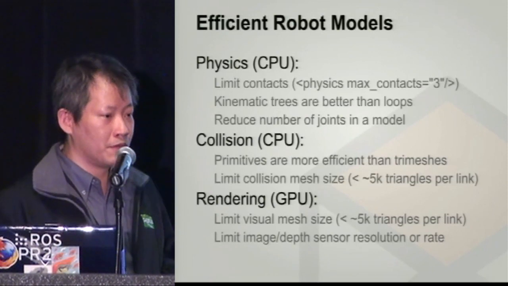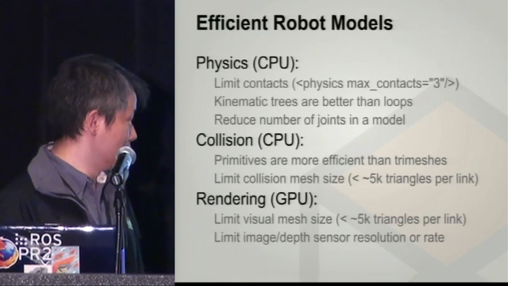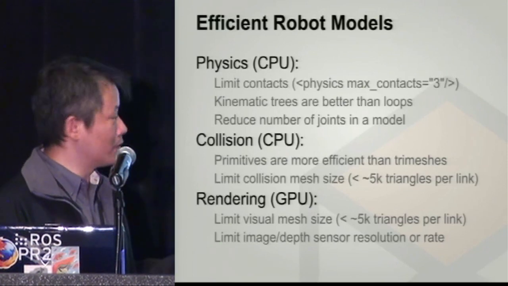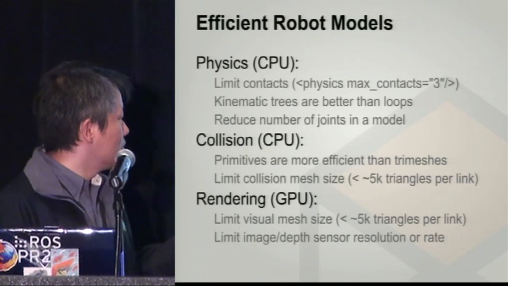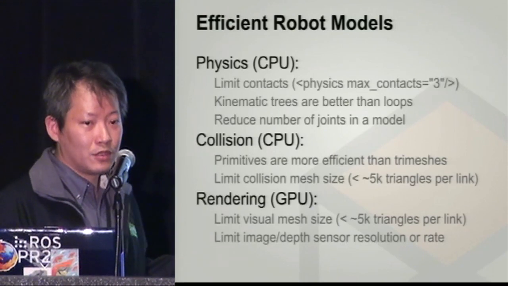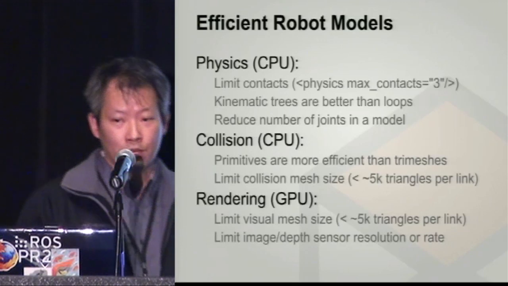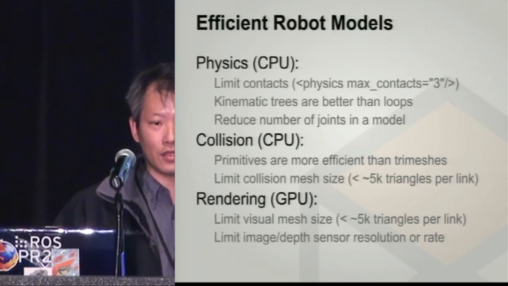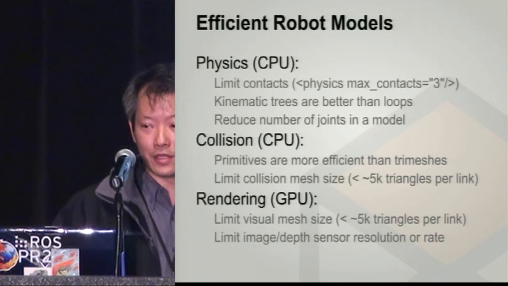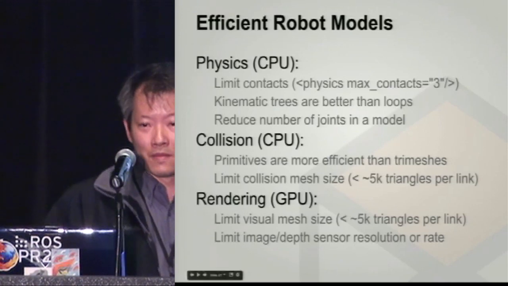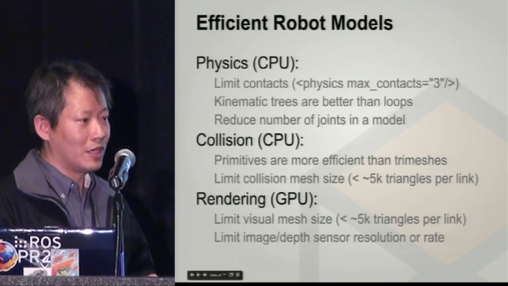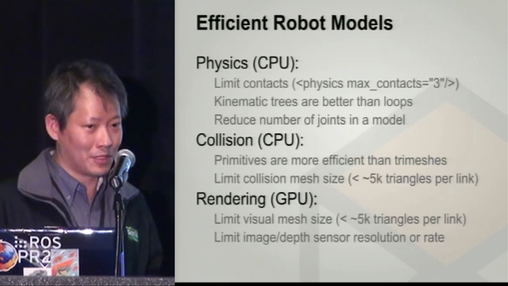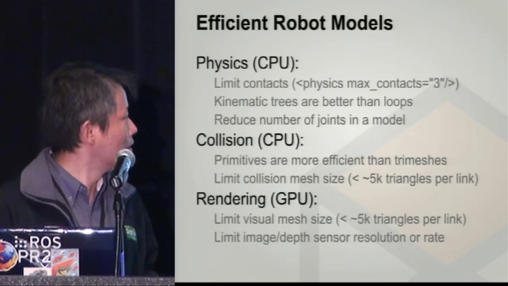Similarly, for the GPU, if you have a tri-mesh as a rendering visual, you want to keep the number of triangles low. Since the image sensor generation is done by the GPU, that could also potentially be a resource-intensive process. So if you're trying to simulate a 5-megapixel camera in simulation, you can't expect a 20 hertz update rate, for example, on a desktop.